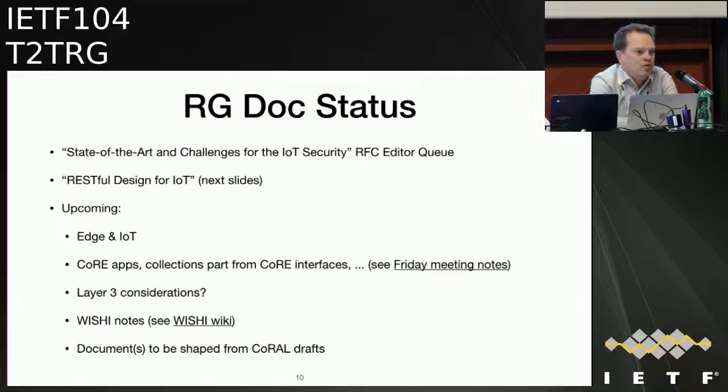One topic we discussed then was these layer three considerations. I have another more detailed slide on that upcoming. We could make some document out of that. And in the Wishi work, we have been making a set of what we call Wishi notes. Right now, a set of informal wiki pages, but turning some of those potentially into RG documents longer term would be the right way to go.